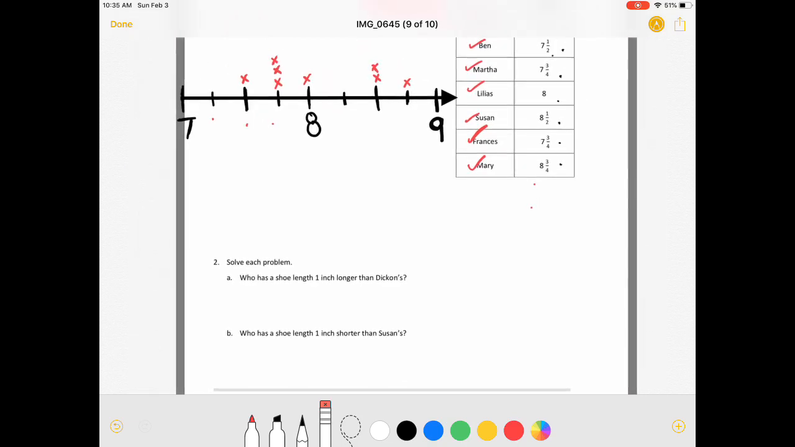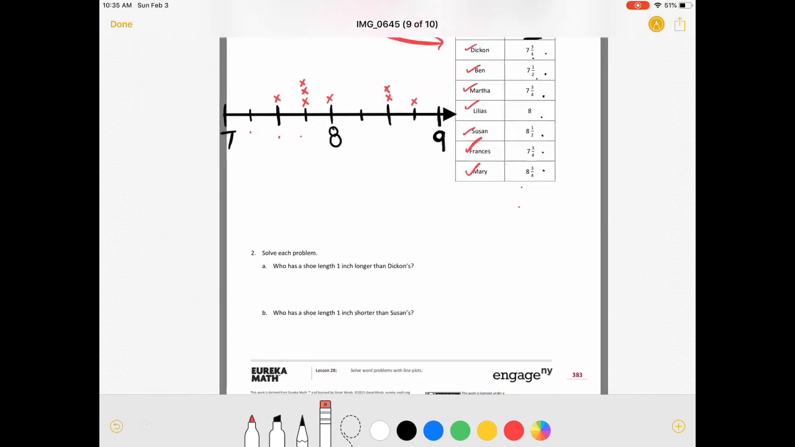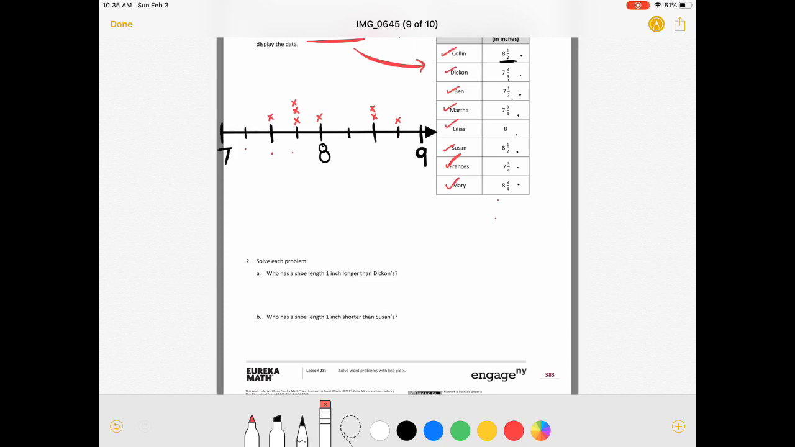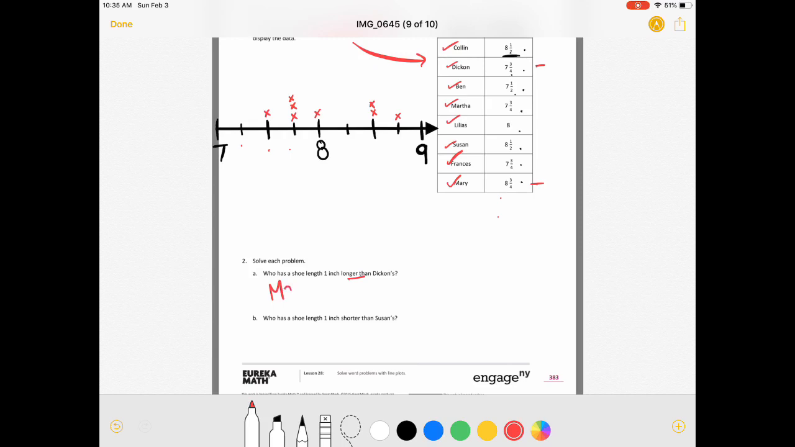Well, let's go back up and look at Dickon. Dickon had a shoe length of 7 3/4. So what's exactly 1 inch longer than 7 3/4? That would be 8 3/4. And the only person that has that is Mary, because she's the only one down here that has a shoe length of 8 3/4. So Mary is going to be our answer for this first one.